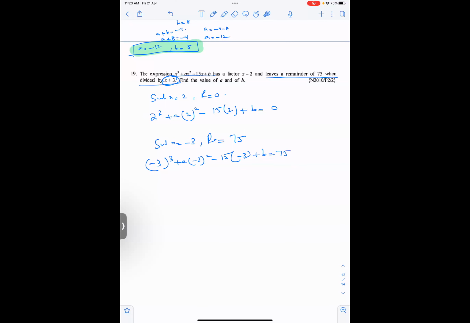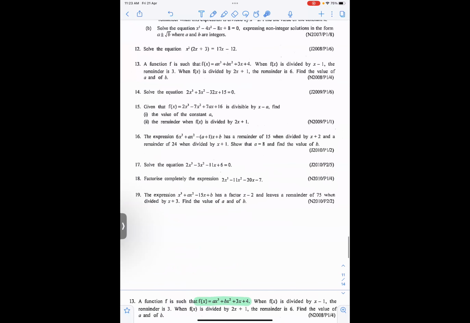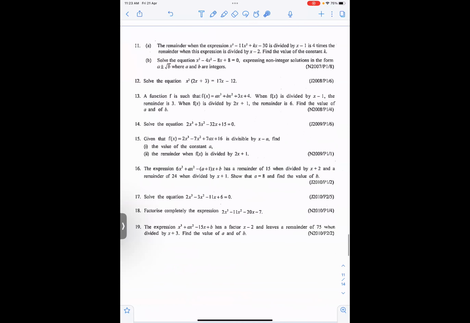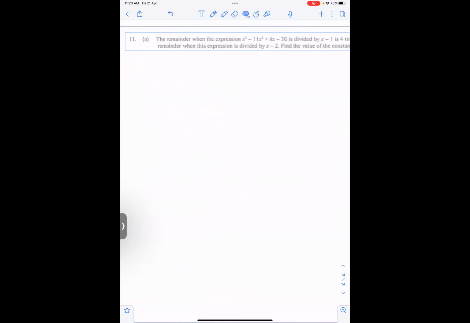Okay? I'm doing another question here. Question number 11. This is the last question on the remainder and factor theorem, and then I'll do one question on cubic equations, and then we'll go on to indices and surds.